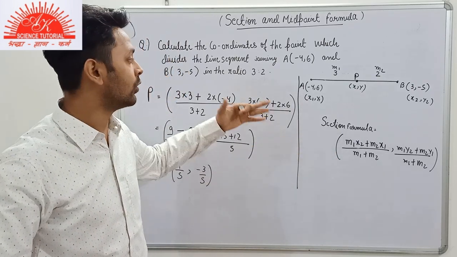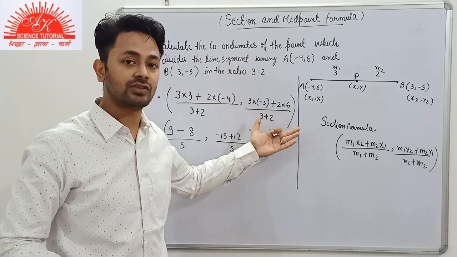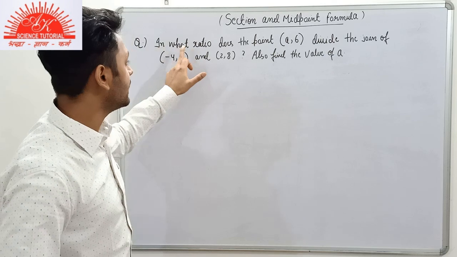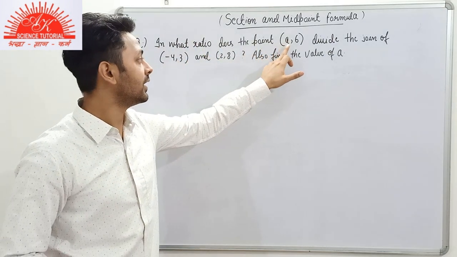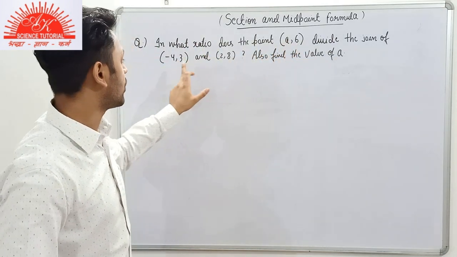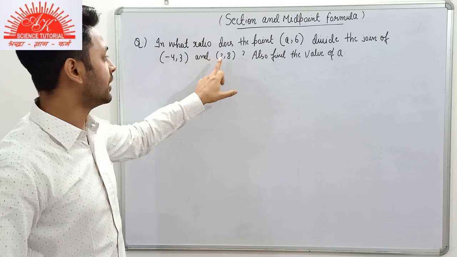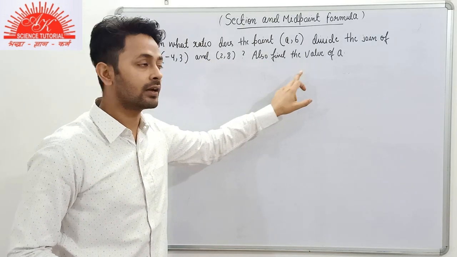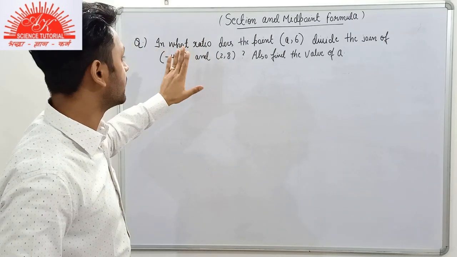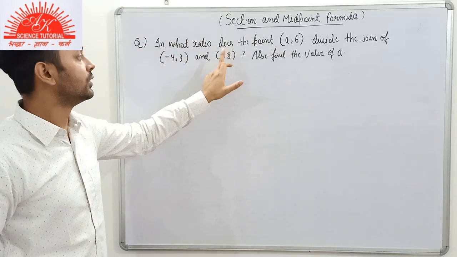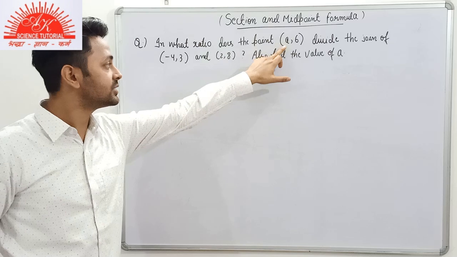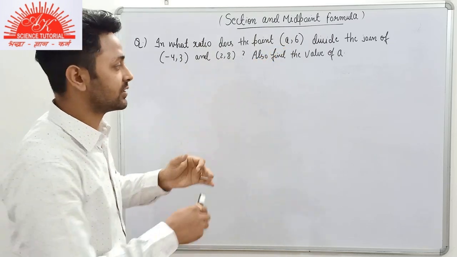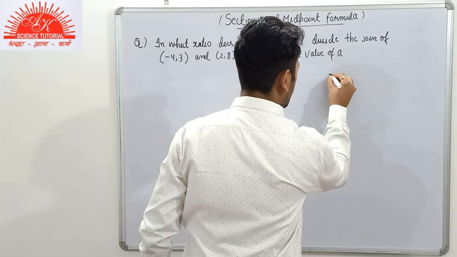Okay. Now coming on to some more examples on this topic. Here we have been given: in what ratio does the point (a, 6) divide the join of (-4, 3) and (2, 8), and we also have to find the value of a here. Here it is given that in what ratio this point (a, 6) is dividing the line segment. We will see it here.